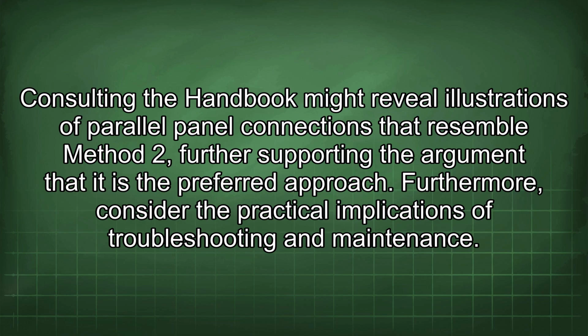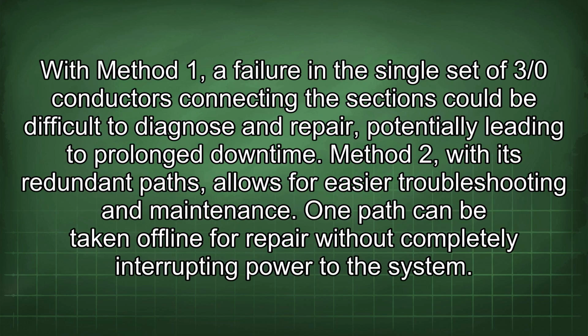Furthermore, consider the practical implications of troubleshooting and maintenance. With Method 1, a failure in the single set of 3/0 conductors connecting the sections could be difficult to diagnose and repair, potentially leading to prolonged downtime. Method 2, with its redundant paths, allows for easier troubleshooting and maintenance. One path can be taken offline for repair without completely interrupting part of the system.